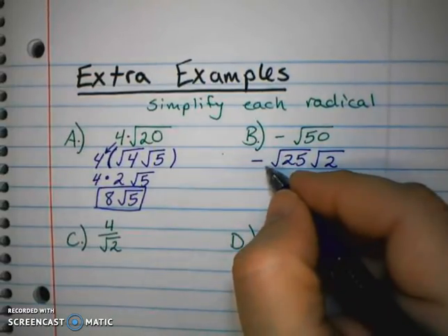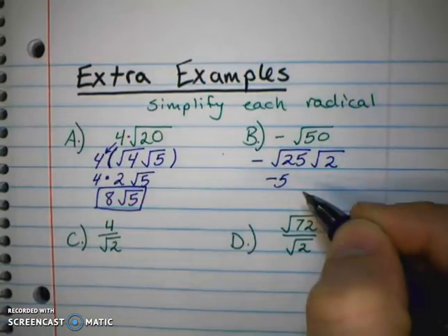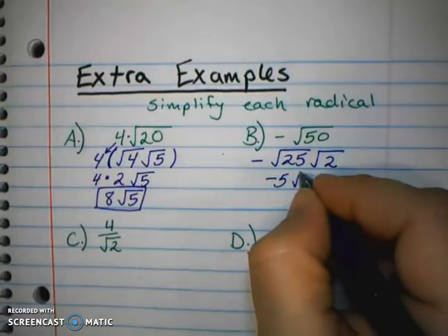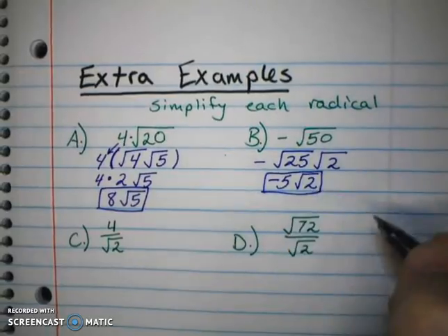50 divided by 25 is 2. And now, we take the square root of 25, which is 5, but remember we still have a negative, we have to write with it, and then we keep our square root of 2. So negative 5 root 2 is your answer for B.